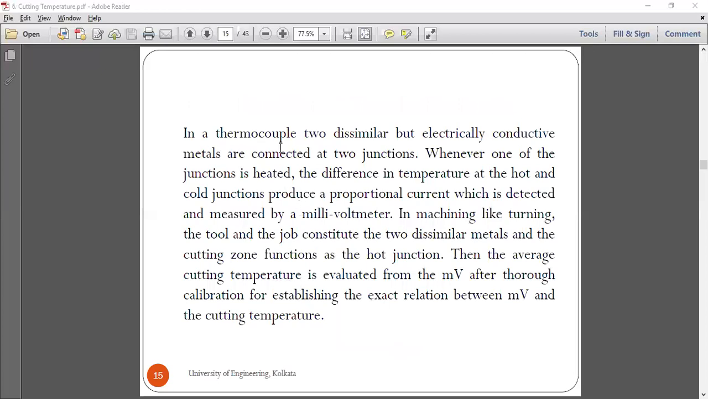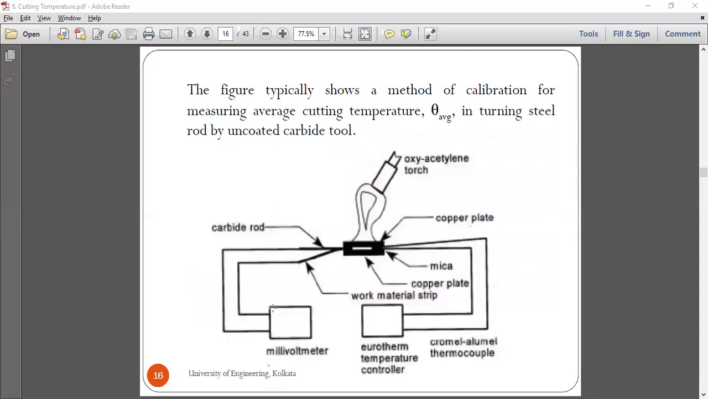In a thermocouple, two dissimilar but electrically conductive metals are connected at two junctions. Whenever one junction is heated, the difference in temperature at the hot and the cold junction produces a proportional current, which is detected and measured by a millivoltmeter. In a machining process like turning, the tool and the job constitute two dissimilar metals and the cutting zone functions as a hot junction. Then the average cutting temperature is evaluated from the millivolt reading after thorough calibration for establishing the exact relation between millivolt and the cutting temperature.